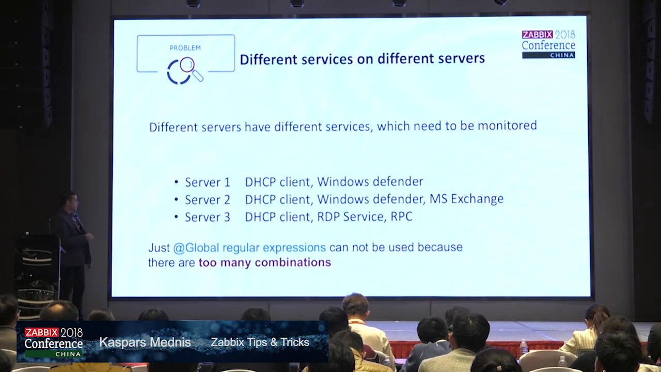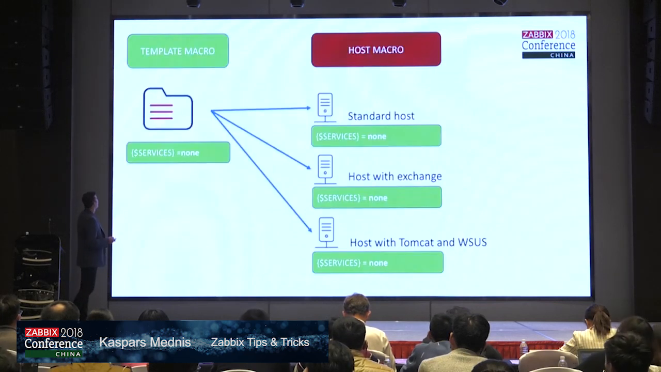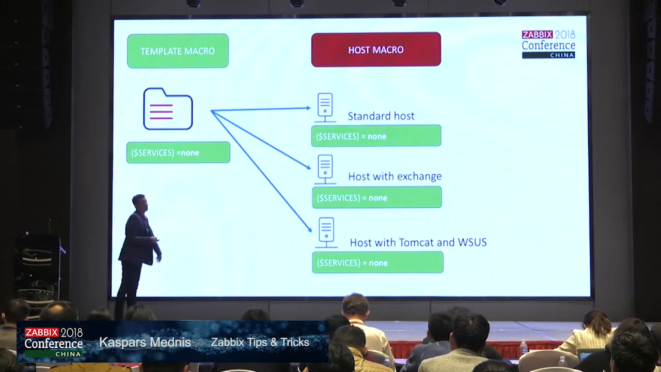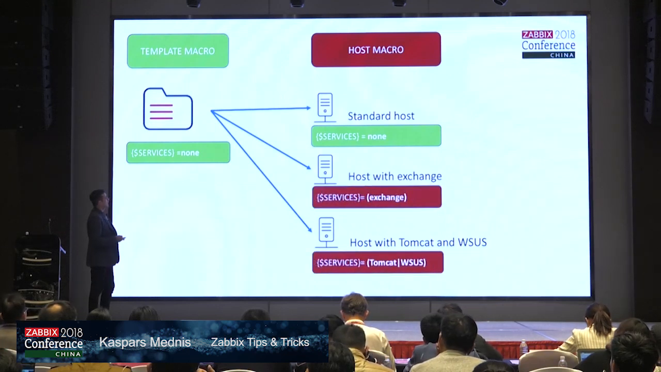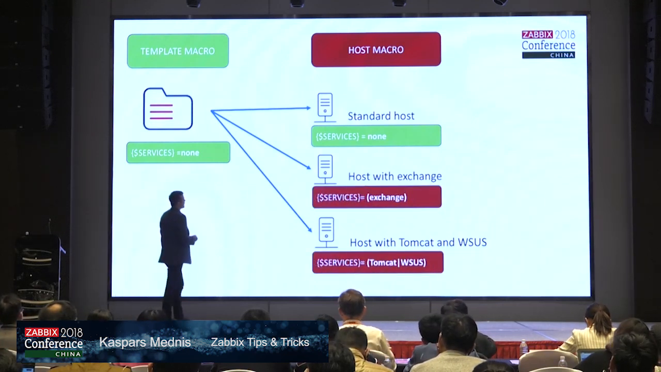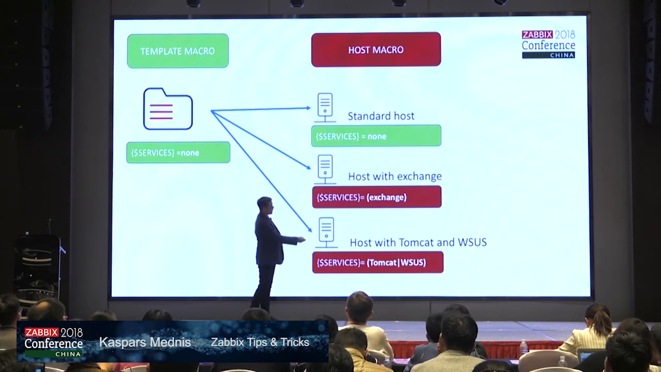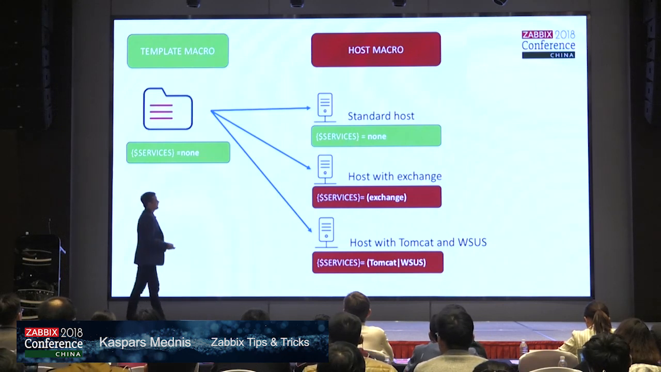You can of course use global regular expressions, but you will have a lot of combinations. So this will not be so efficient. But you can define a template assigning service none. This just means don't monitor any service. Assign this template to all your hosts, and then if you need to monitor Exchange, just redefine the macro service to Exchange. Or if you need to monitor Tomcat and Windows Update Service, just redefine the service to Tomcat and Windows Update Service. And those services will be monitored.